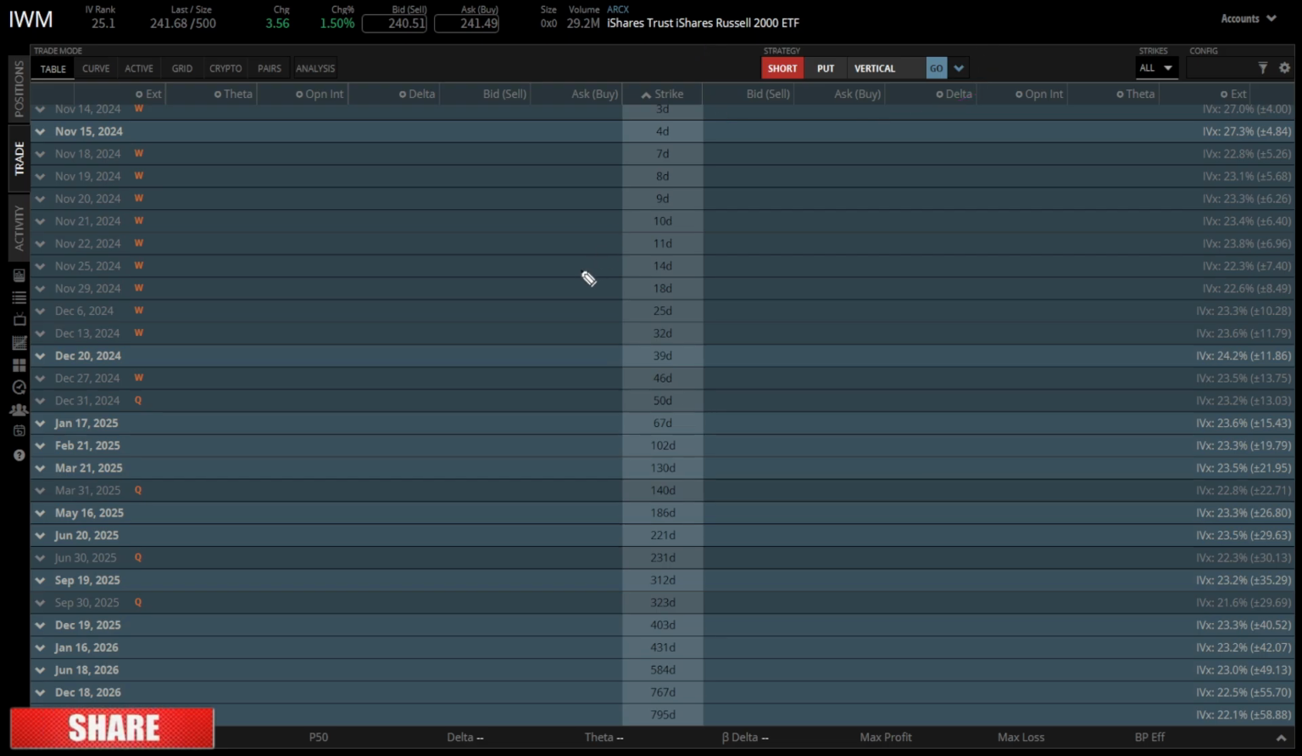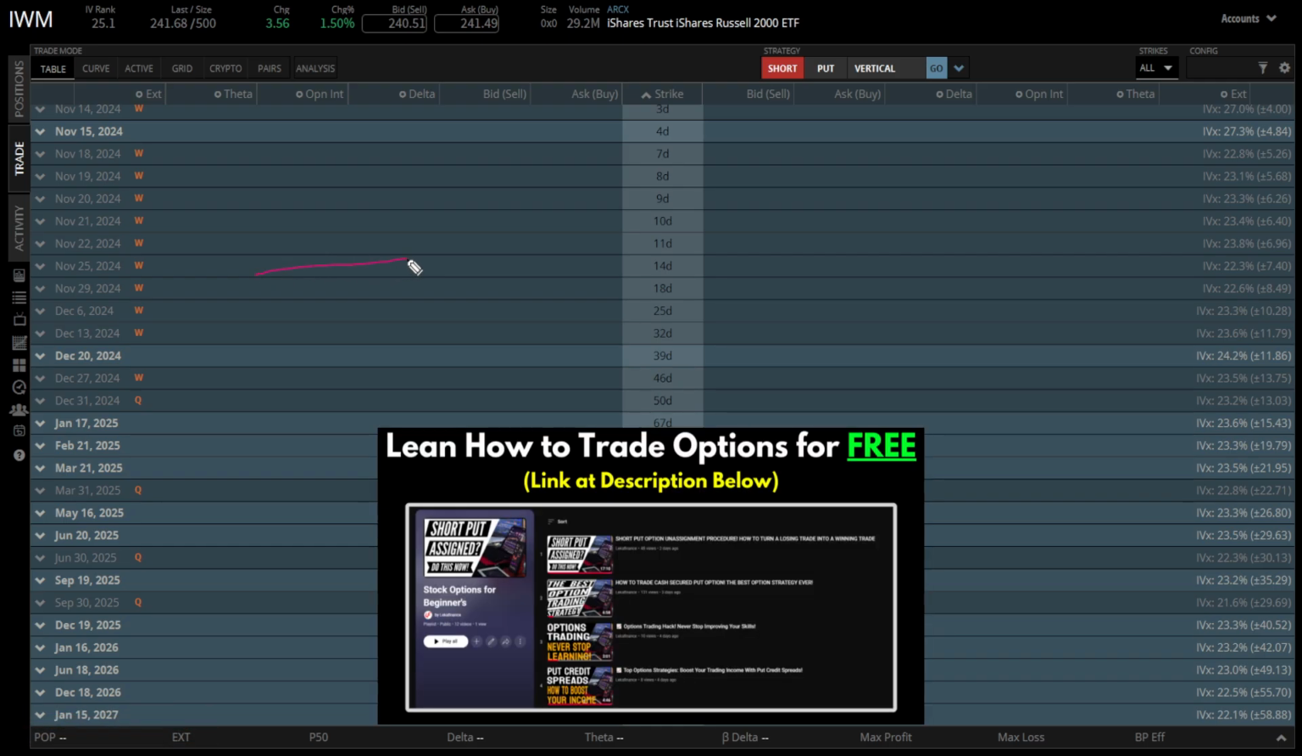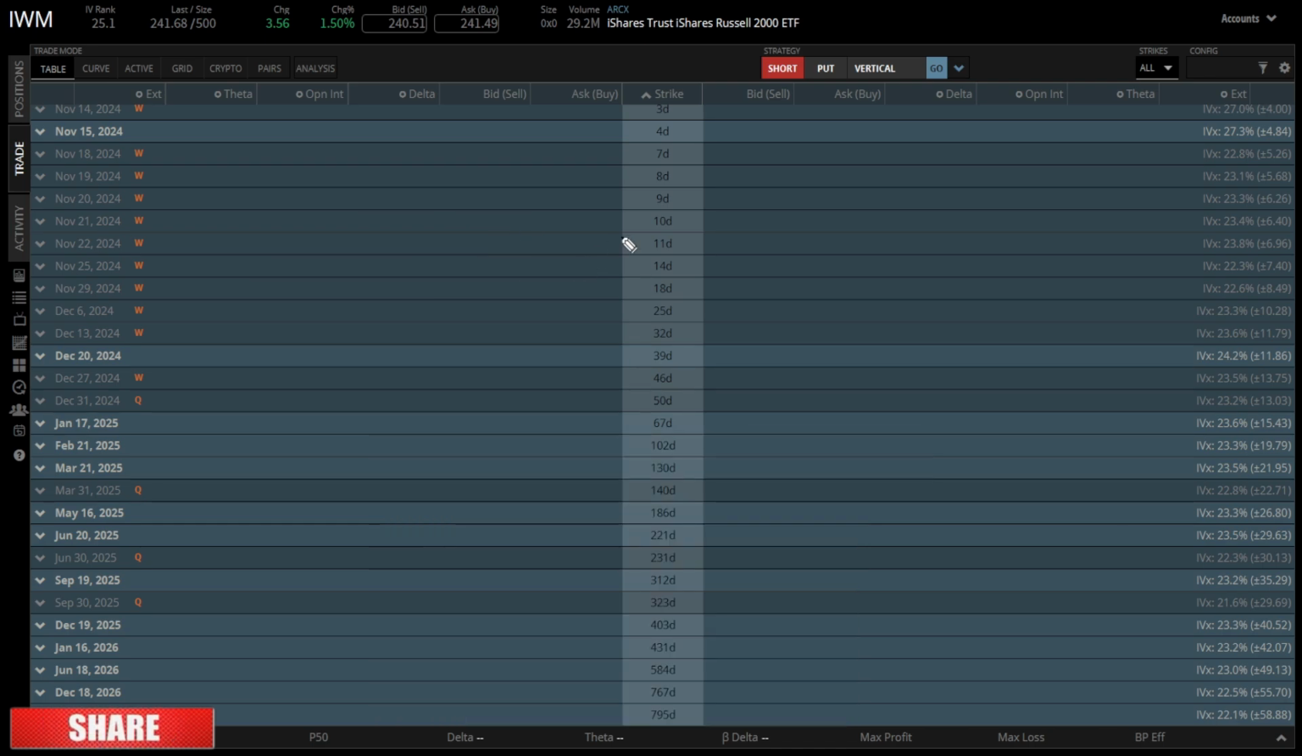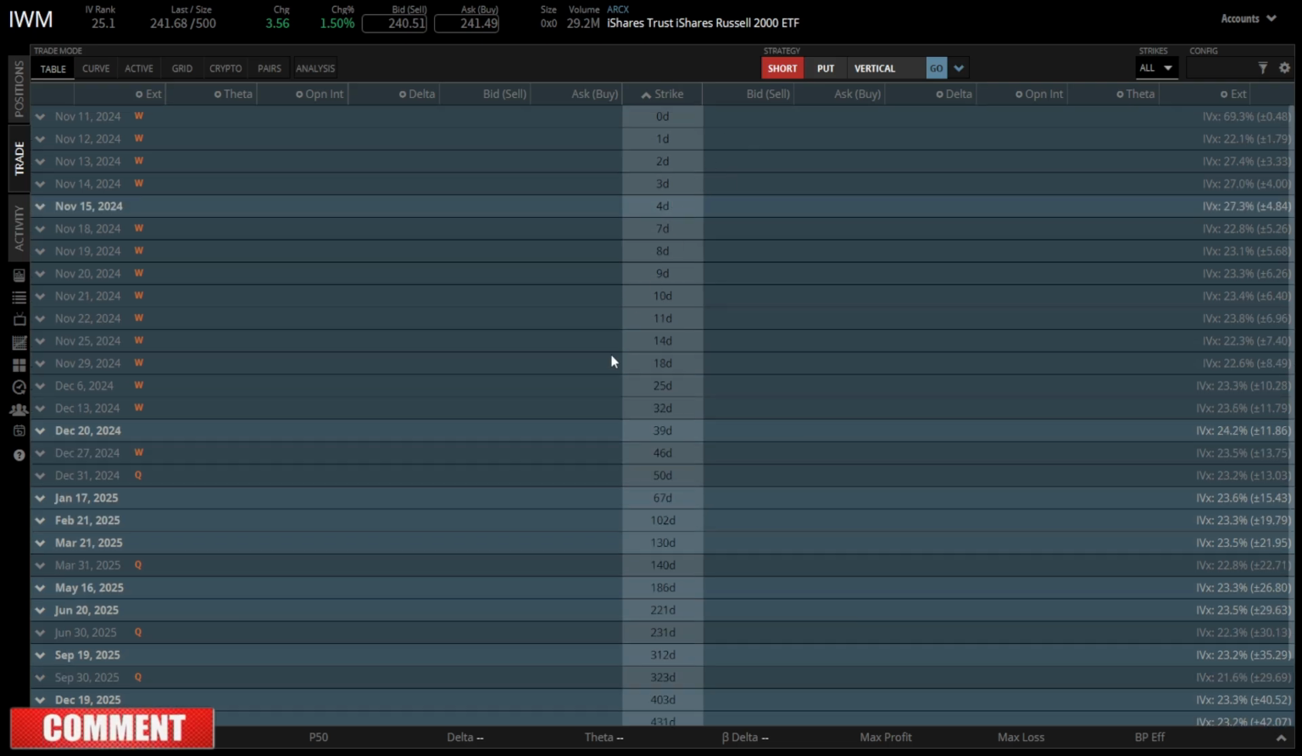But in a nutshell, the credit spreads are very simple. We are either going to buy one leg above and sell one below, or buy one below and sell one leg above. The first thing we're going to do is pick our DTE, and then we are just going to pick our strike price. In this case, let's say for example we choose our 39 DTE, which is going to expire on the 20th of December 2024.